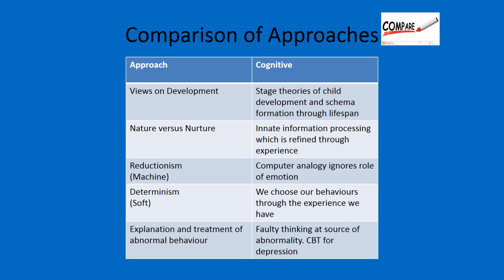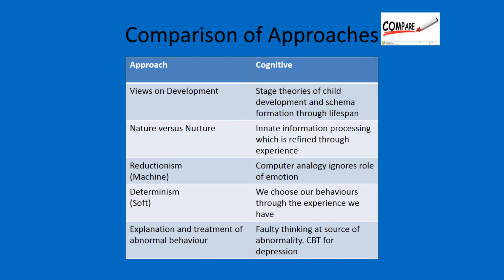In terms of nature versus nurture, the cognitive approach is a little bit more on the nature side, shall we say. There is innate information processing. So we have this ability, which is within our genes, to process information. Okay. However, we refine that information through experience. So you've got a bit of an interaction going on, but much more nature than the previous approaches that we've looked at.